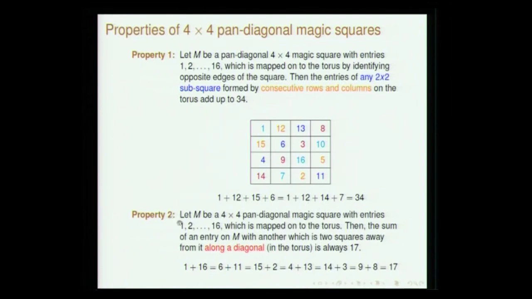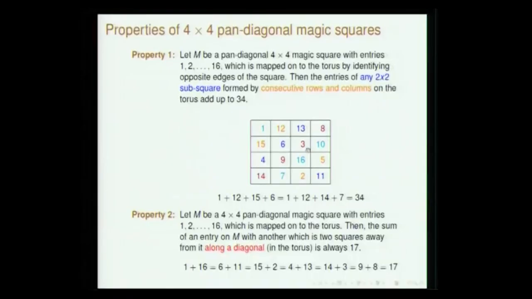The second property is for a 4 by 4 pan diagonal magic square. Look at the sum of diagonal elements with one cell left in between, in other words, alternate diagonal elements. You look at this, 7 plus 10 is 17. 4 plus 13 is 17. 12 plus 5 is 17. 6 plus 11 is 17. So you have anything of this nature.